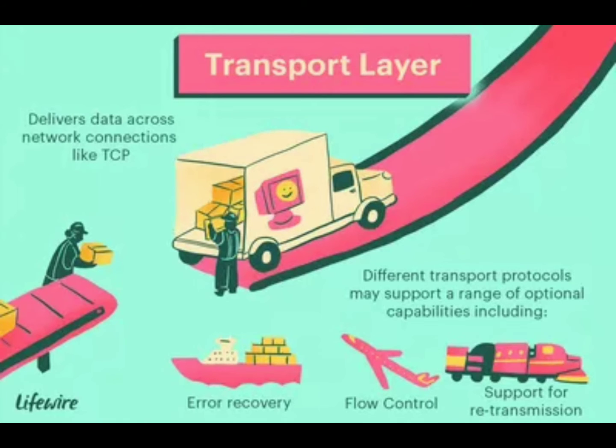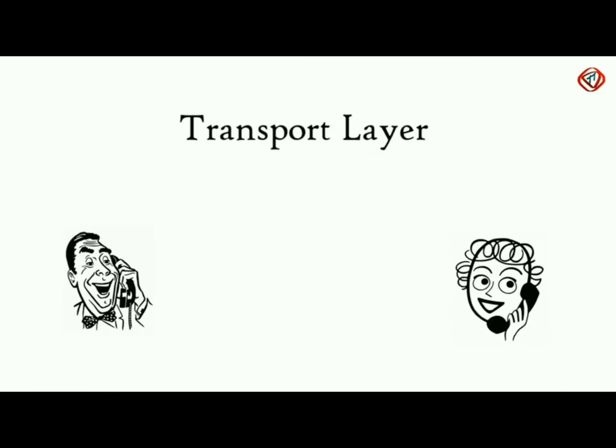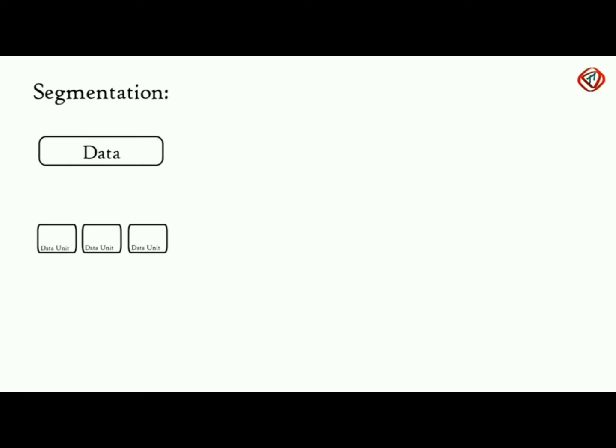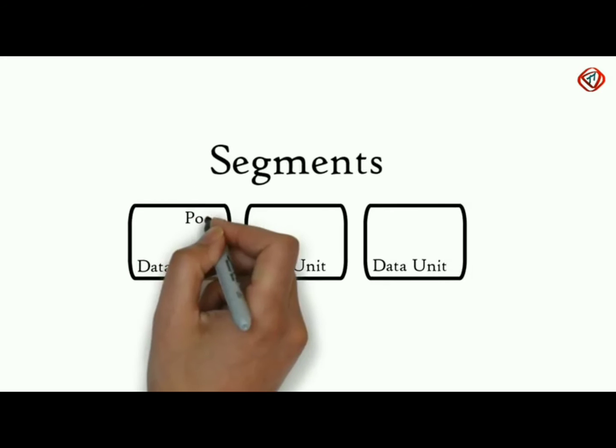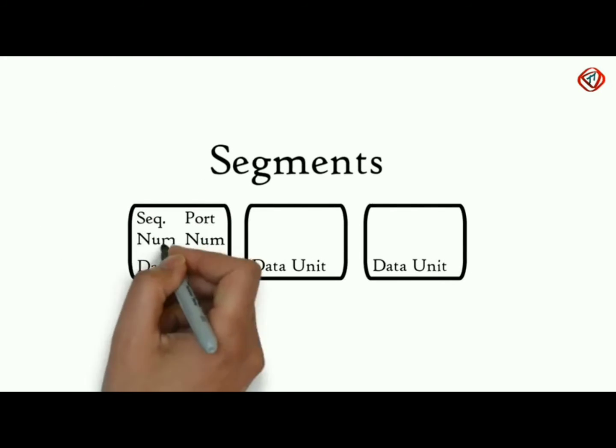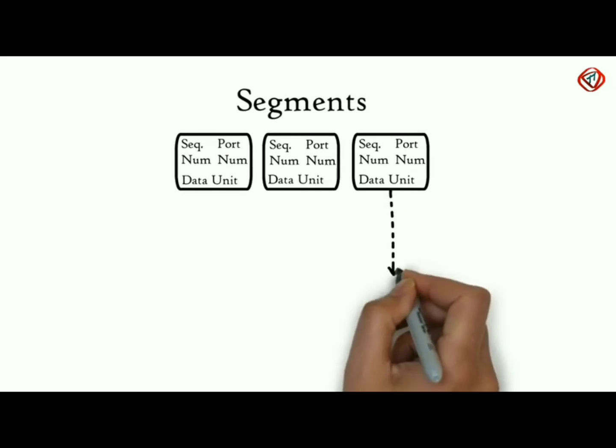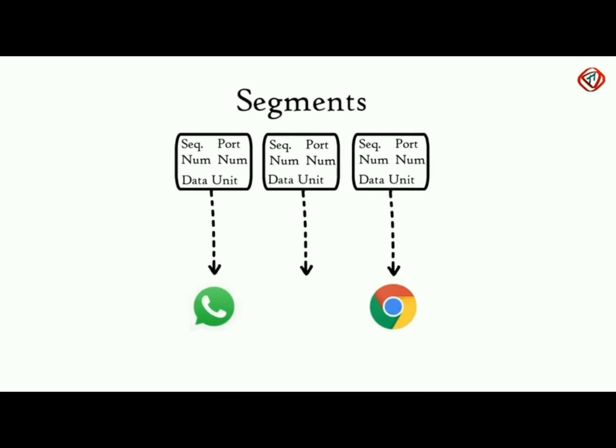Transport layer. The main role of the transport layer is to check the reliability of the communication. The main function of the transport layer is segmentation. In segmentation, data received from the session layer is divided into small data units called segments. Each segment contains the sender and receiver port number along with the sequence number.